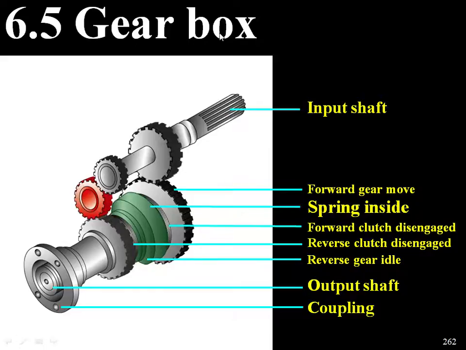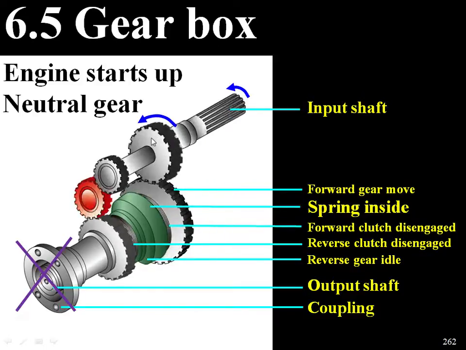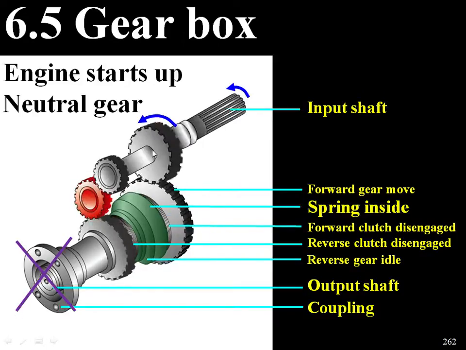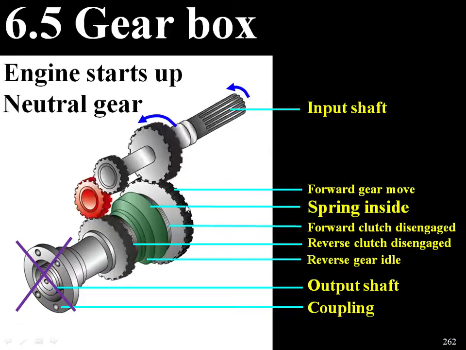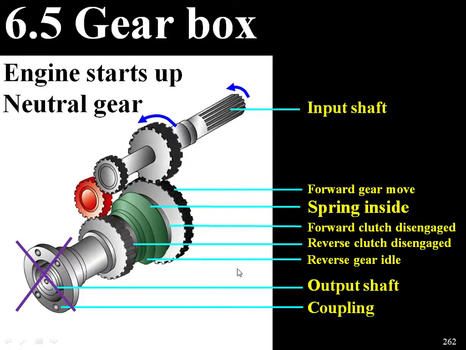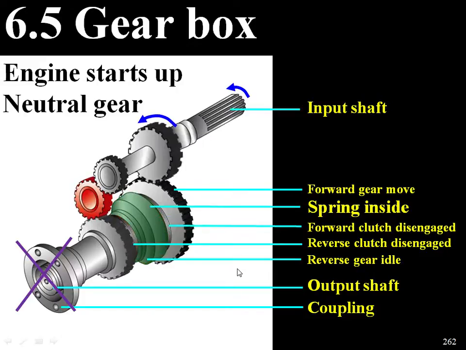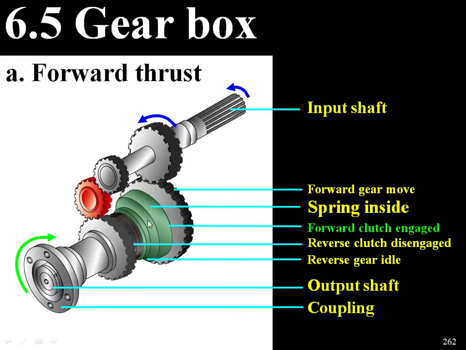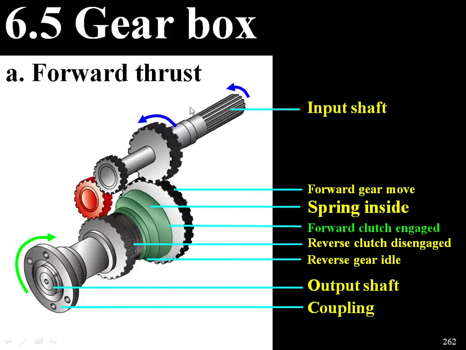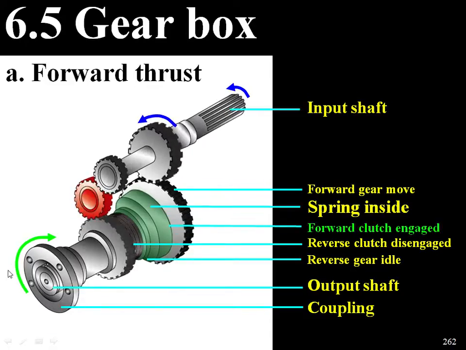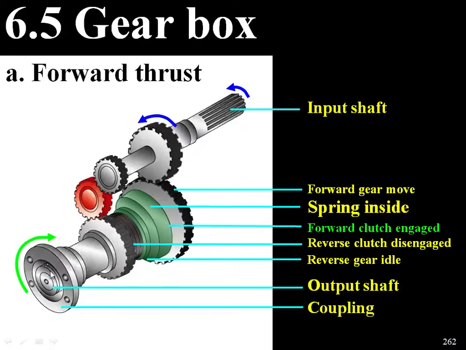And this is the gearbox. Now the engine has started up, and the gear is in neutral. You can see the engine is still running, but the propeller doesn't rotate. Now go to the forward gear. The clutch engages the forward clutch, so you can see the propeller rotate clockwise like this.